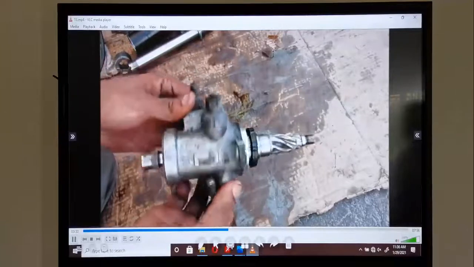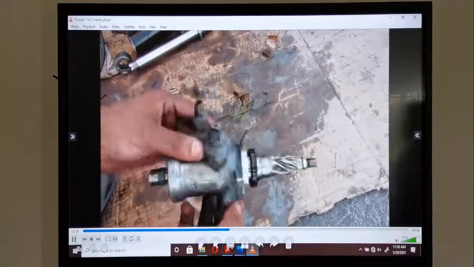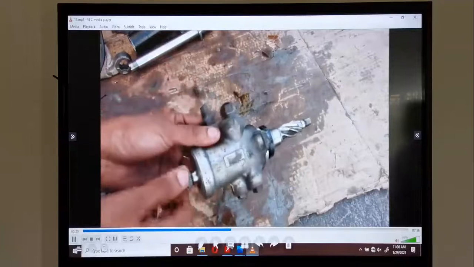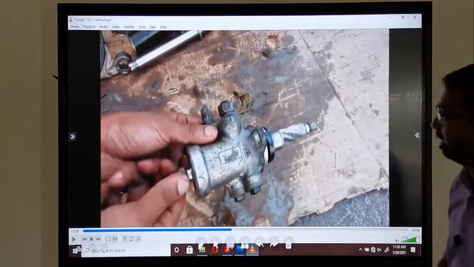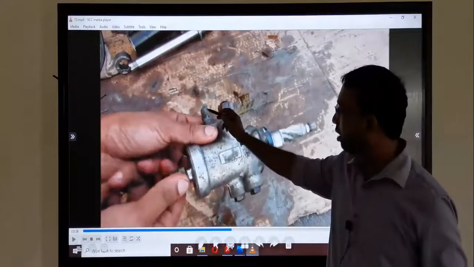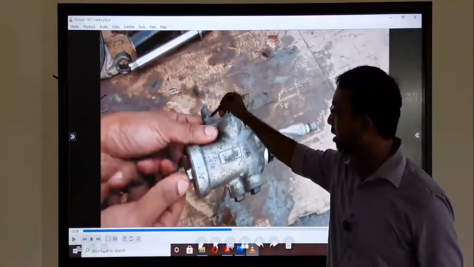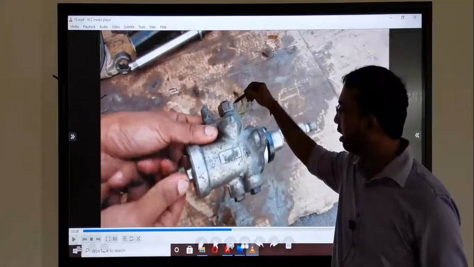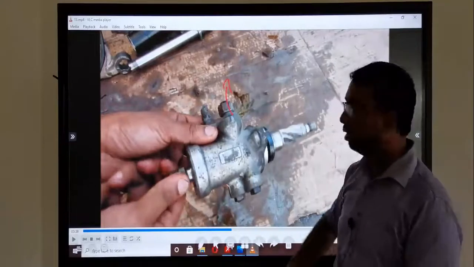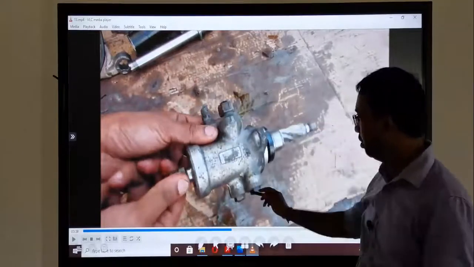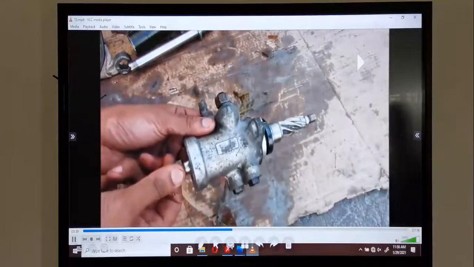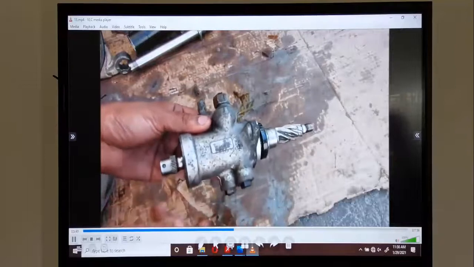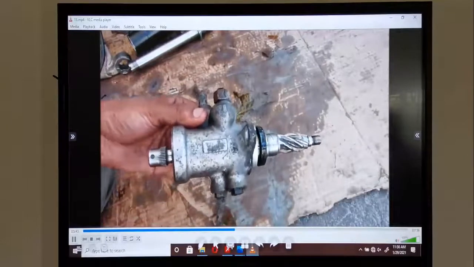Now he is going to remove the control valve housing. Before that he explained the lines. Here you can see there are two lines. One is the high pressure line, that is the supply line. The low pressure line is the return line to the reservoir. And here there are two lines, left and right, connected with the rack cylinder.